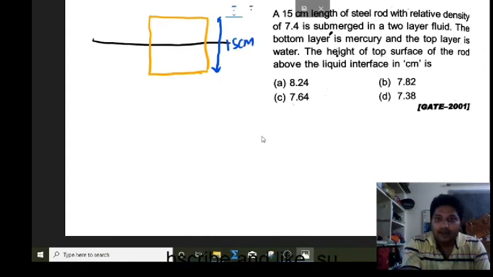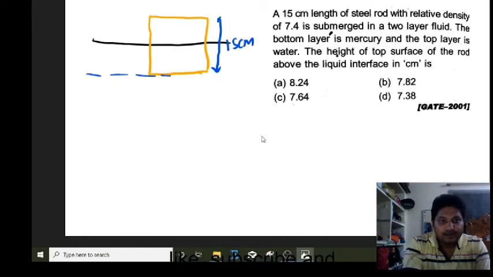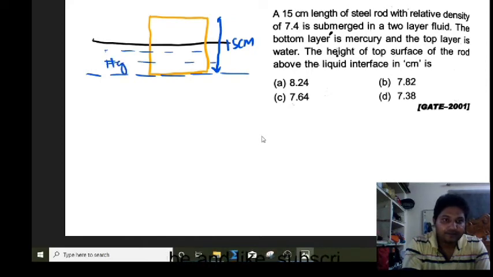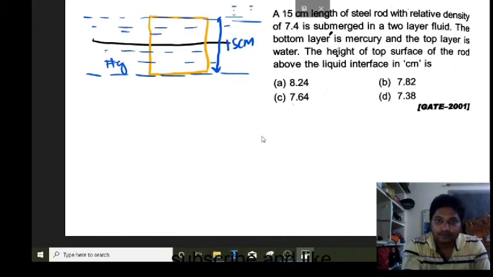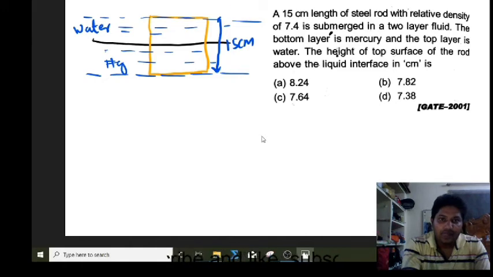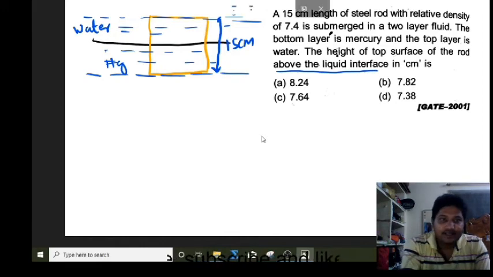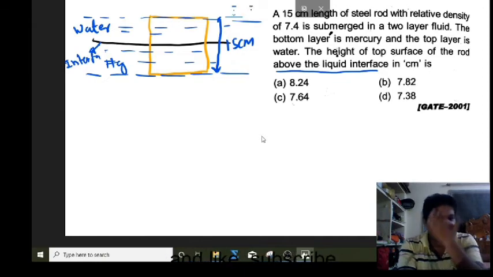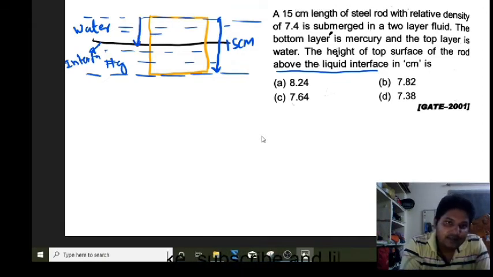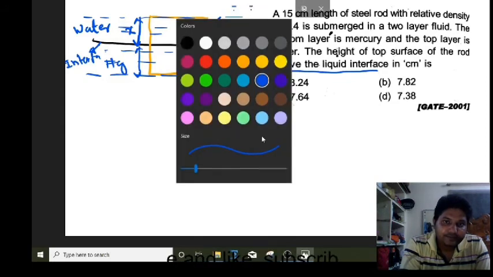The bottom layer is mercury, and the top layer is water, in which this part is submerged. It is asking for the height of the top surface of the rod above the liquid interface. This is called the interface of the mercury and water. Suppose this height above the interface, in water, is x. Then this part will become 15 minus x.